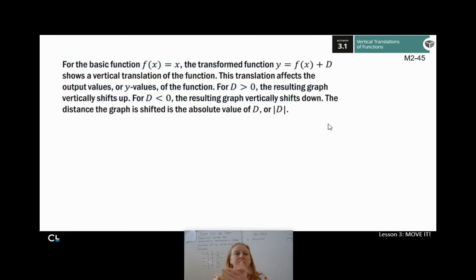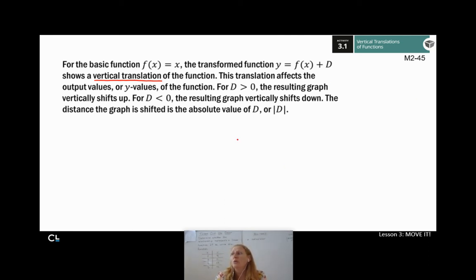So for the basic function f of x equals x, if you add a number to your function, it's a vertical translation of the function. If I add 2, it's going up 2. If I add a -3, it's going down 3, right? You get the idea. This translation affects your output values or your y values of the function. It doesn't affect x at all. If you add a number, it just affects your y values.